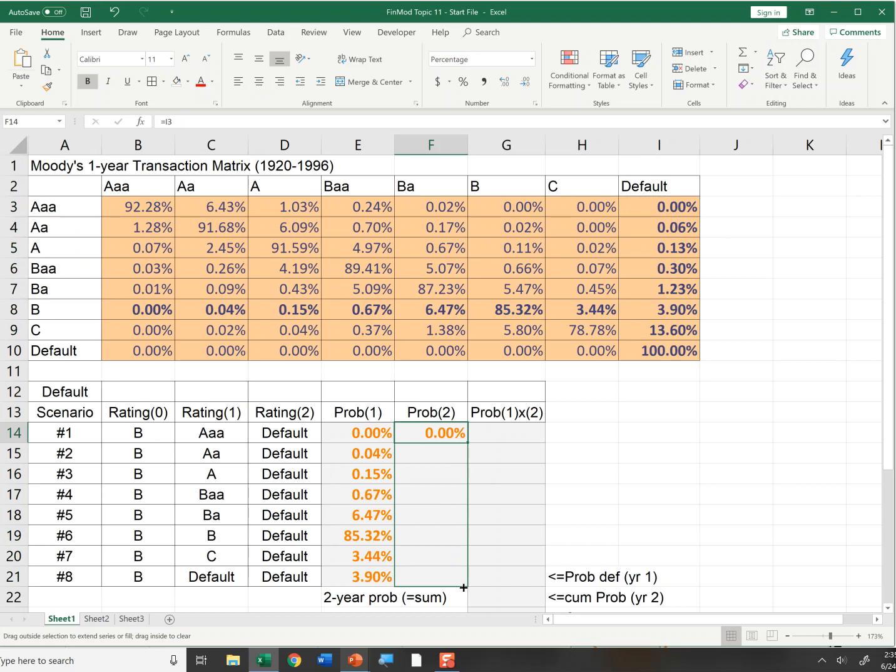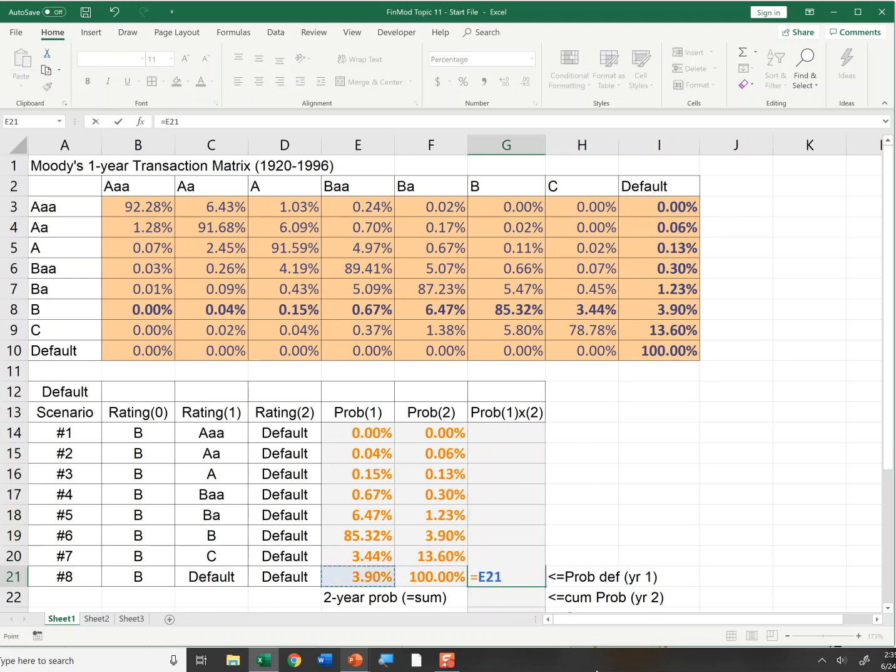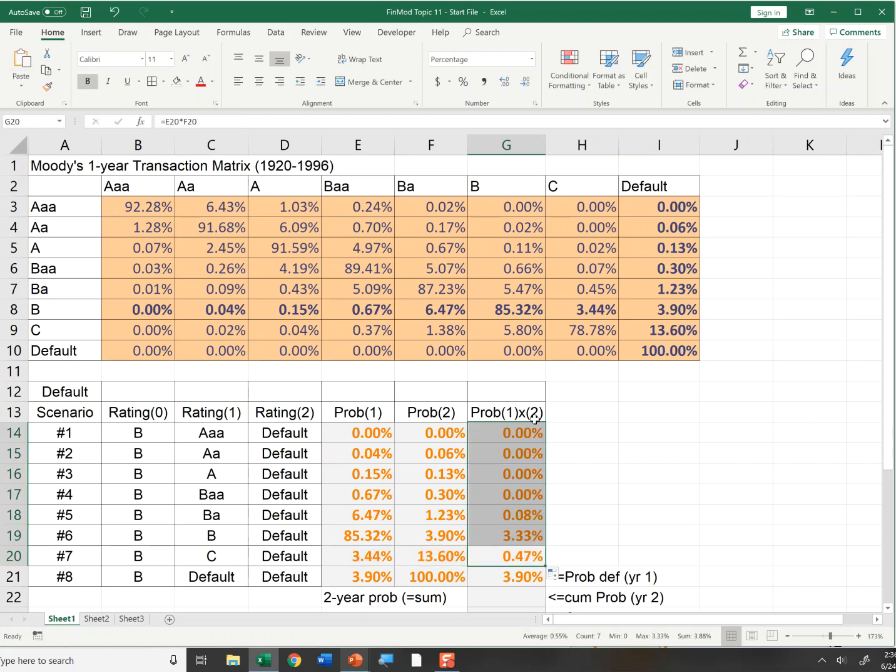So I'm just going to have a link here to these default probabilities. So now I just need a joint probability for every path. Let's start down here. There's a 3.9% chance the B-rated bond will die in the first year, and a 100% chance it'll remain in default. Bonds don't get better. And then I can copy this formula up. There's a 3.44% chance a B-rated bond gets downgraded to a C-rated bond. And then a C-rated bond has a 13.6% chance it defaults. That joint probability is 3.44 times 13.6. So these are all the joint probabilities of a B-rated bond dying in 2 years.